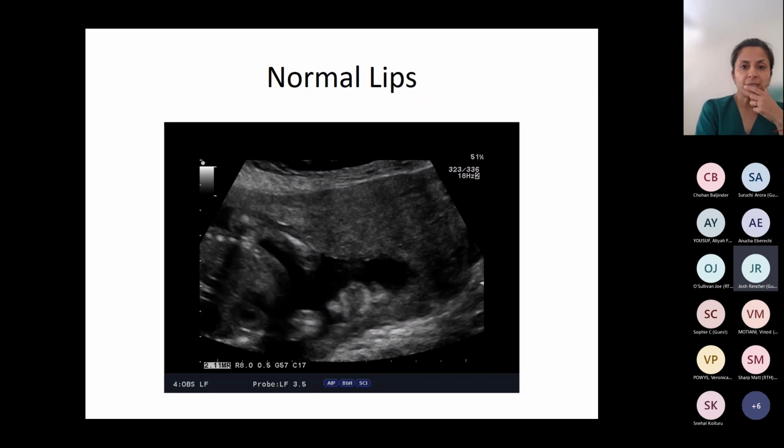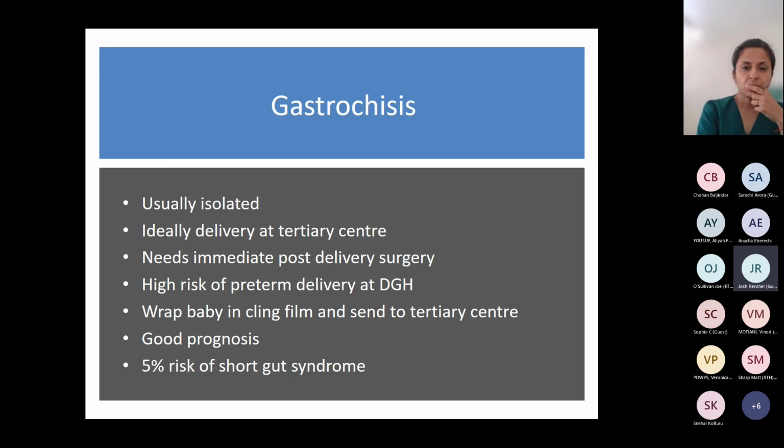Can I ask a question, Miss Aurora? Yes. With gastroschisis, what is the ideal mode of delivery? Because I would have thought with a vaginal delivery, there's some risk of doing damage to that exposed bowel with compression through the vagina.